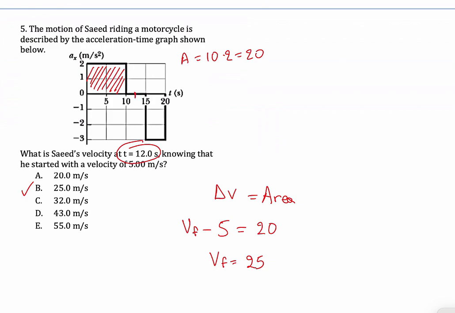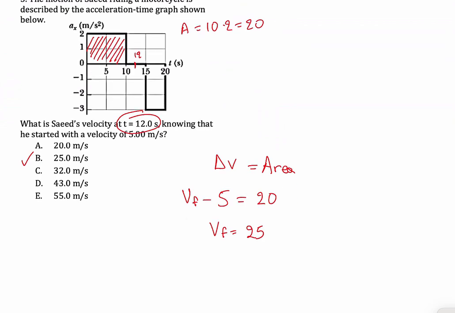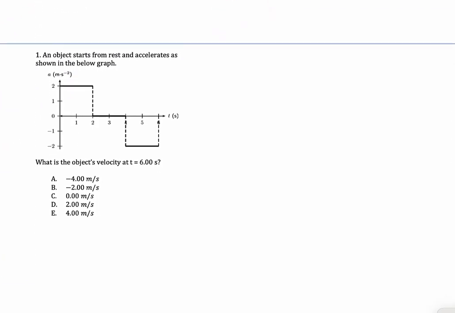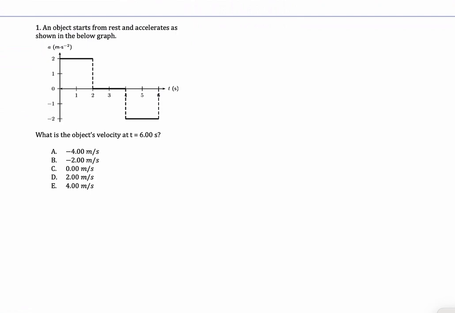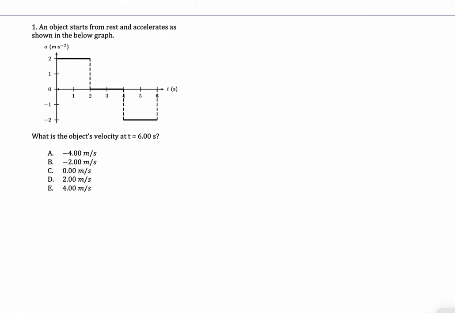If we're going to stop at 12 seconds. In a similar way, we need to find the velocity at time equals 6 seconds. And again, we are given an acceleration versus time graph, but now we're going to use the whole area of the graph. And again, we have two areas.